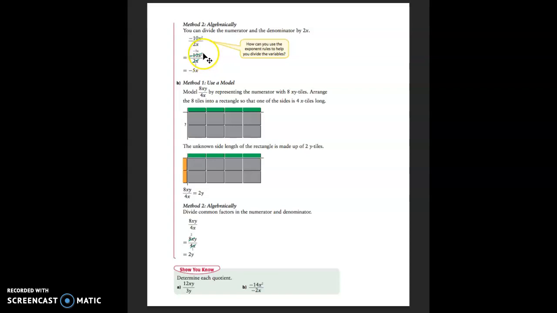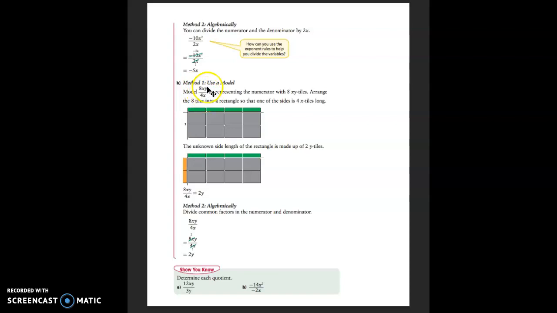So x squared minus x, there's an invisible 1 right here. So x squared, which is 2, minus x, which is 1. 2 minus 1 gives you 1, which is just x. You don't need to write out the exponent. Now, example 2 or example B has 8xy divided by 4x.